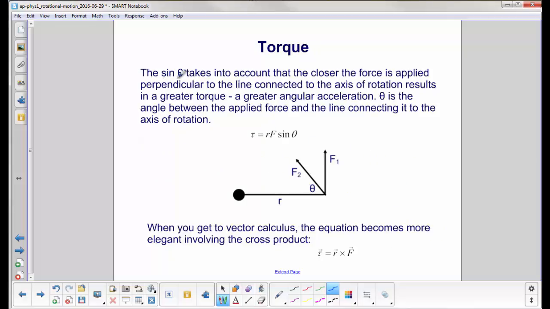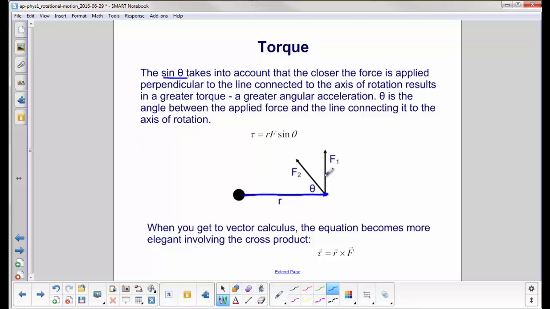The sine theta part of this equation takes into account that the closer your force is applied perpendicular to the line, here's the line that connects where your force is applied to the axis of rotation, the closer your force is to perpendicular, the greater your torque will be. Theta is the angle between the applied force and this line. So you can see that if both of these F's are the same, you use the same force, the torque due to this force is going to be RF sine theta.